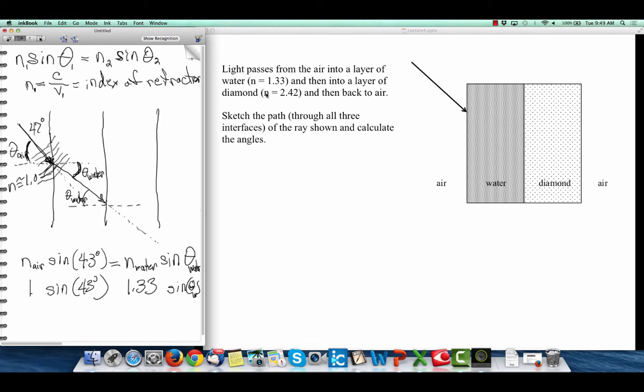So what happens at this next interface? Again, it slows down. Slowing down means an even smaller angle than theta water. Theta diamond is a smaller angle. It is closer to that perpendicular line than the water ray is to that perpendicular line. Theta diamond is smaller than theta water. Another way to say the same thing: you have Snell's law here, so you could put in the n for water, sine theta water, n for diamond, sine theta diamond, and calculate theta diamond.